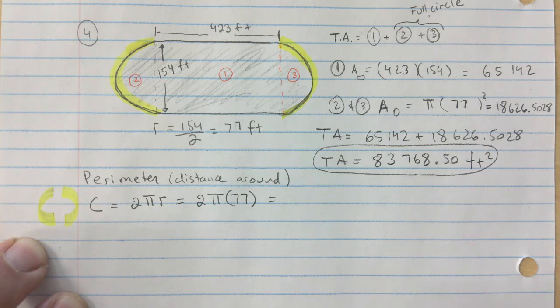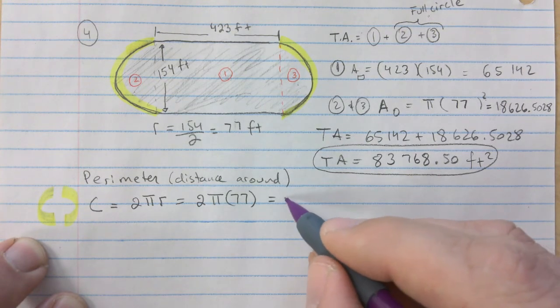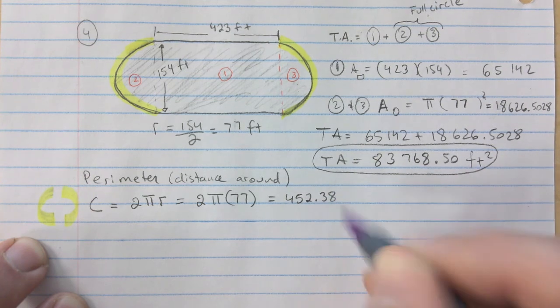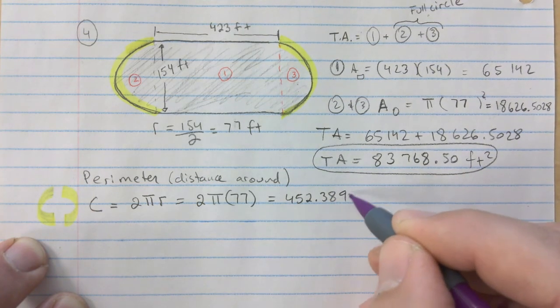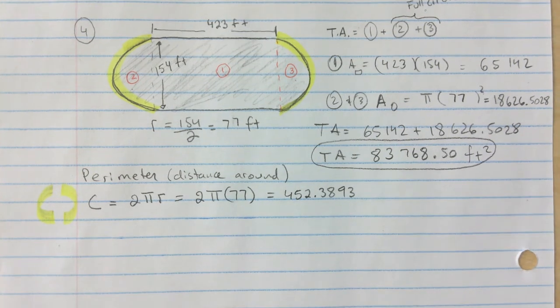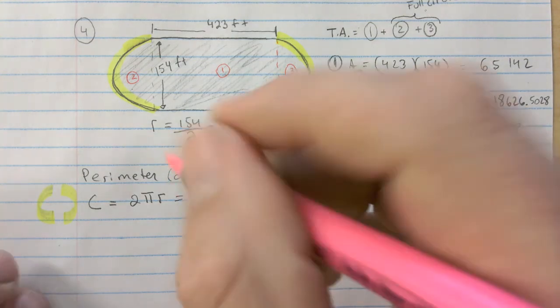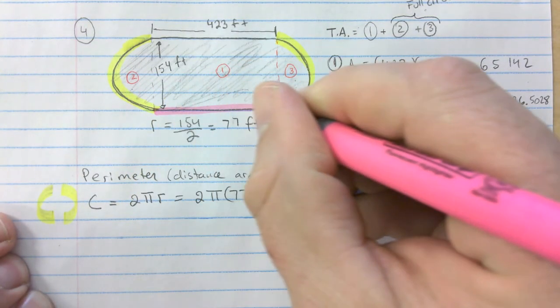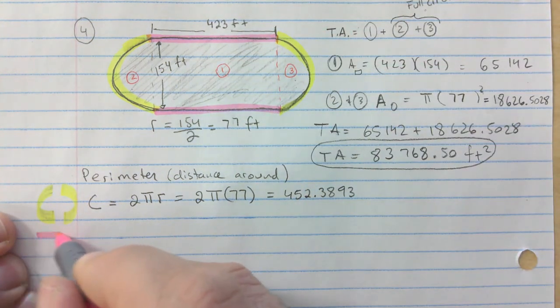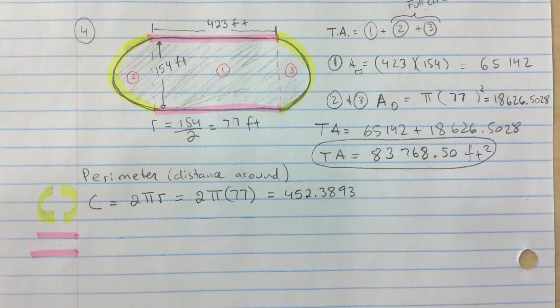And some teachers just keep the pi as is. They don't calculate it. And that's okay. Nothing wrong with that. Sometimes that's even easier. And then I'm going to do the 2 sections that run parallel, right? This side and this side. I'm going to do those 2 here.